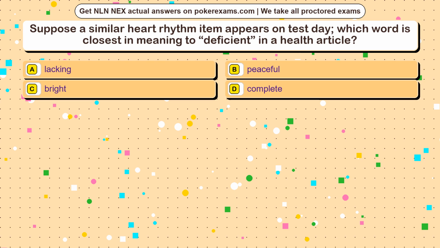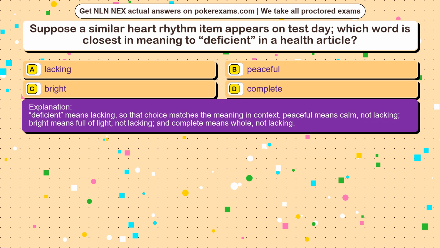The correct answer is option A. Deficient means lacking, so that choice matches the meaning in context. Peaceful means calm, not lacking. Bright means full of light, not lacking. And complete means whole, not lacking.